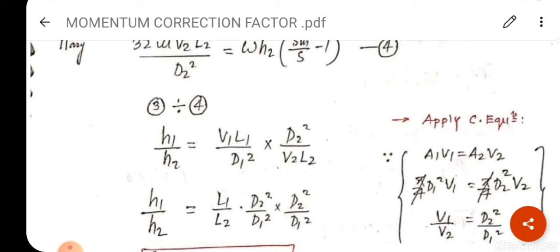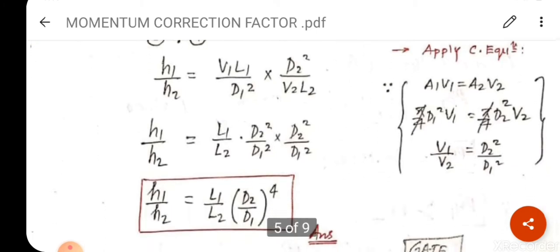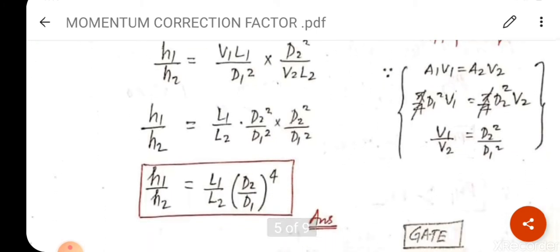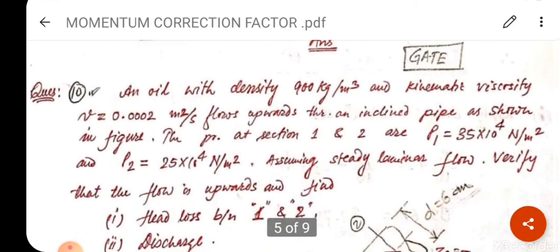Again applying the continuity equation, that is A1 V1 is equal to A2 V2, we will get the answer as V1 upon V2 in terms of D, that is D2 square upon D1 square. So putting the value here, we will get the final answer as H1 upon H2 is equal to L1 upon L2 in the bracket D2 upon D1 whole raised to 4. That is the answer for this question.